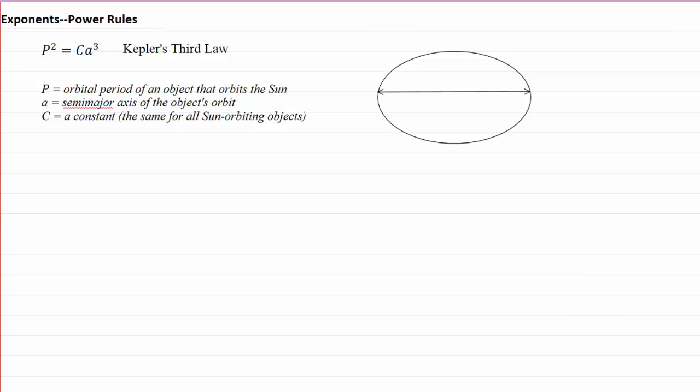And ellipses have two dimensions that matter. They have a long dimension and a short dimension. The long dimension is called the major axis of an ellipse. And if you take that and divide it in half, you have the semi-major axis. That just means half of the major axis. And Kepler discovered that there's a relation between the semi-major axis and how long the object takes to orbit the sun. This equation is what describes that.